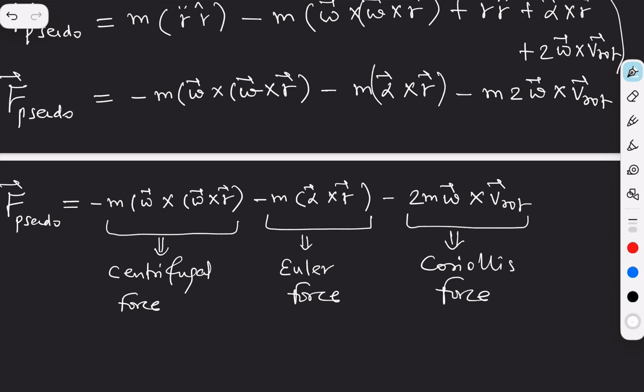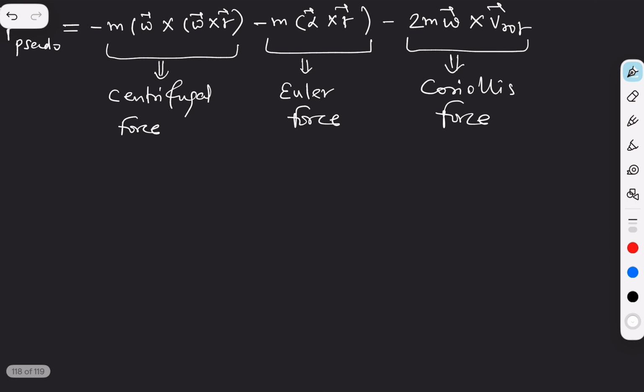So the Euler force, centrifugal force and Coriolis force, guys, we are going to see in a particular situation. I'll take one example and show you what would be happening in this situation. Suppose there is problem number one. I'll show you an example so that you can understand what is actually happening here.